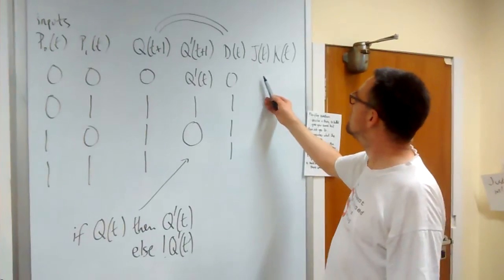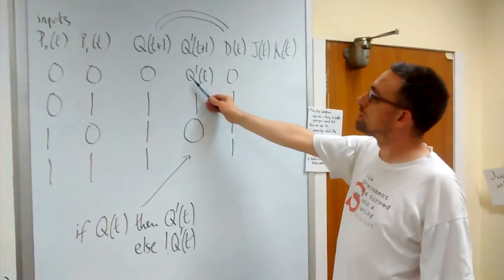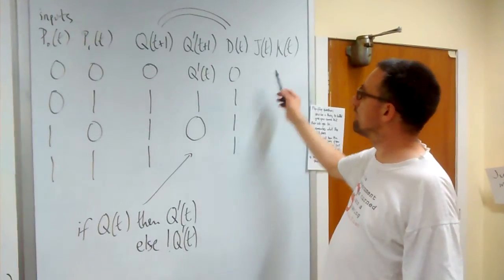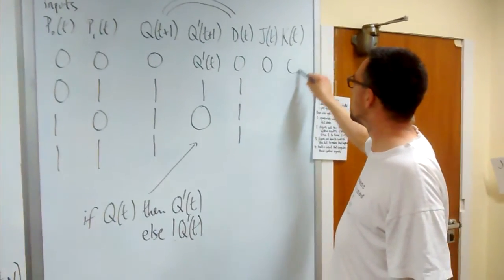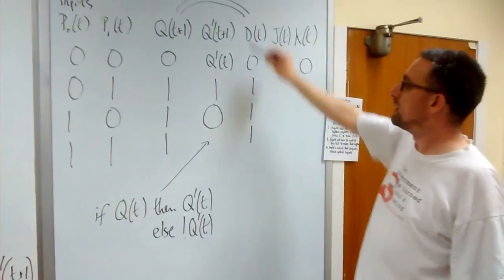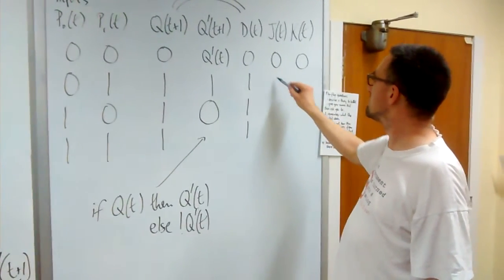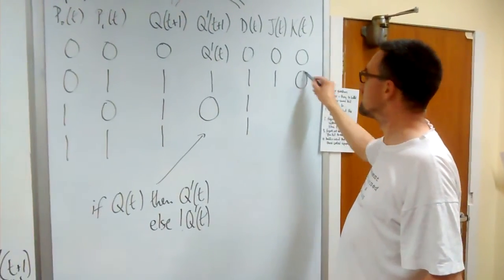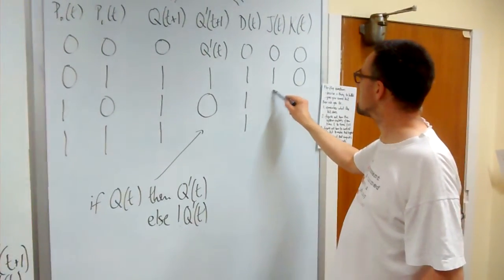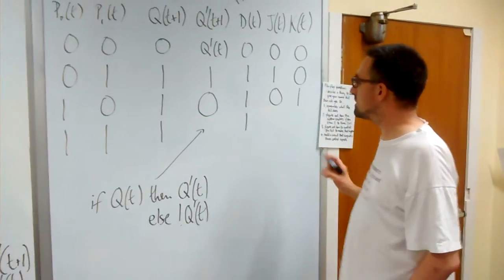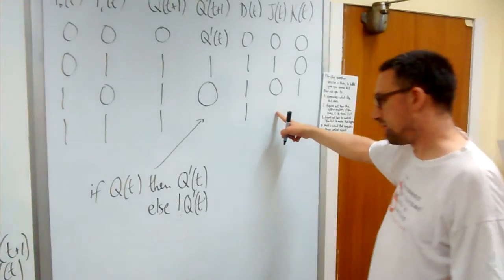For J and K, we look at the Q prime of t plus 1 column. Here, we want Q prime of t, so that means we need to tell the flip-flop to stay the same, which we do by sending in 2 zeros. Here, we want the flip-flop to set, so we send in a 1 and a 0. Here, we want the flip-flop to reset, so we send a 0 and a 1. And here, we need to see what the right behaviour is.